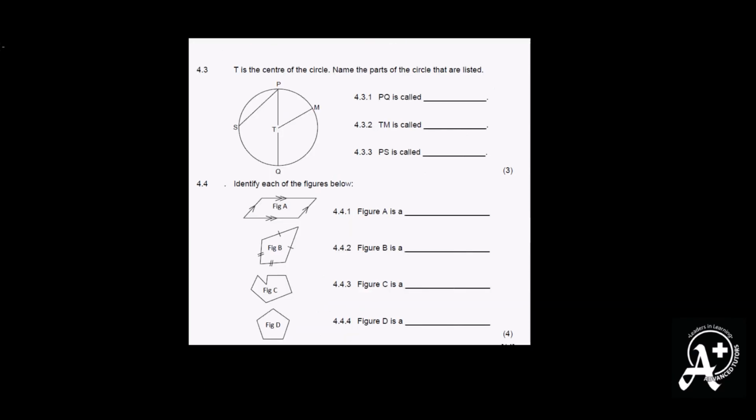In 4.3 we continue with geometry, circle geometry in this case, and they ask us, T is the center of the circle, name the parts of the circle that are listed. In 4.3.1 they ask us, PQ is called what? We can see that since PQ starts at one edge of the circle and continues to another edge of the circle and passes through the center T, this is a diameter.